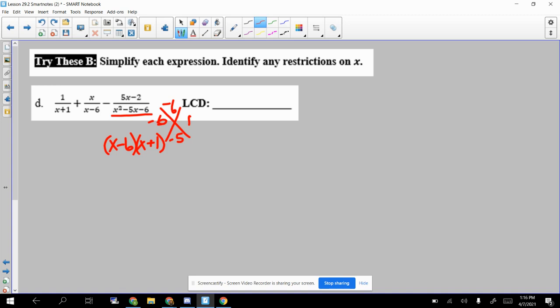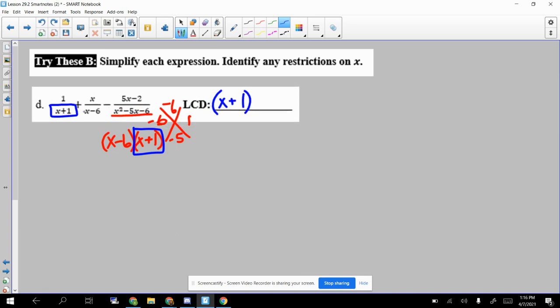So now let's go ahead and look at this one. So what do they have in common? So we have an x plus 1 and an x plus 1. Those are in common in our denominators. So we're going to write that as part of our LCD. But then we also have this x minus 6 and this x minus 6. So that's also part of your least common denominator. And then we've used up all the denominators, so that has to be your entire LCD.